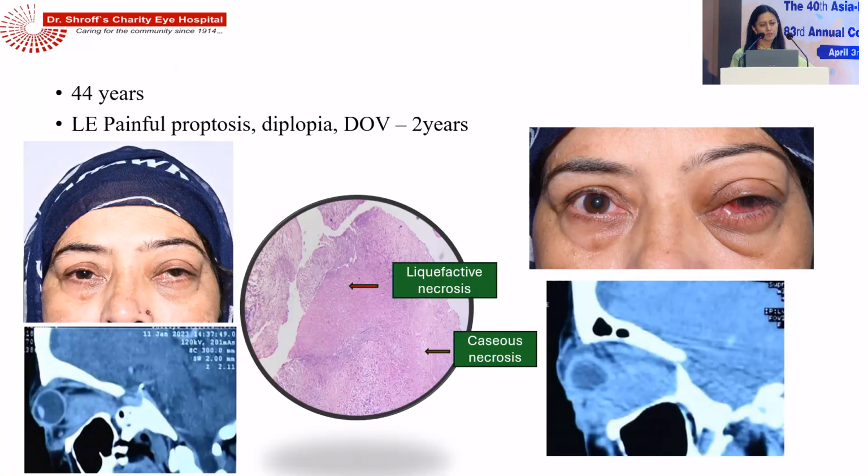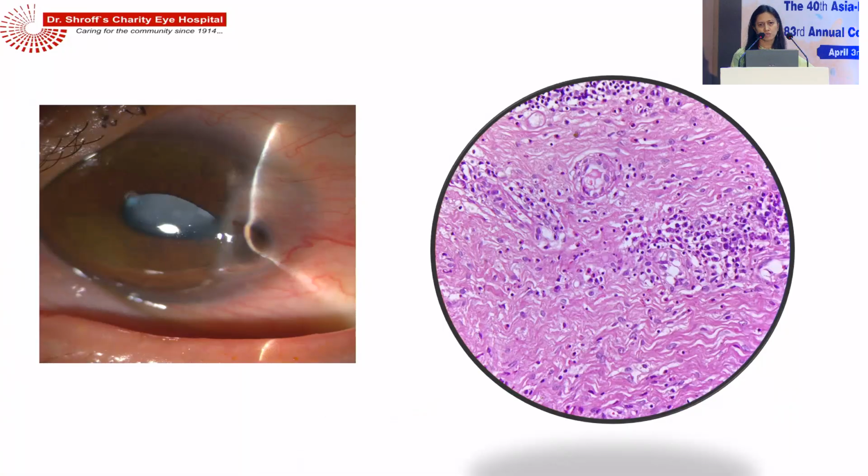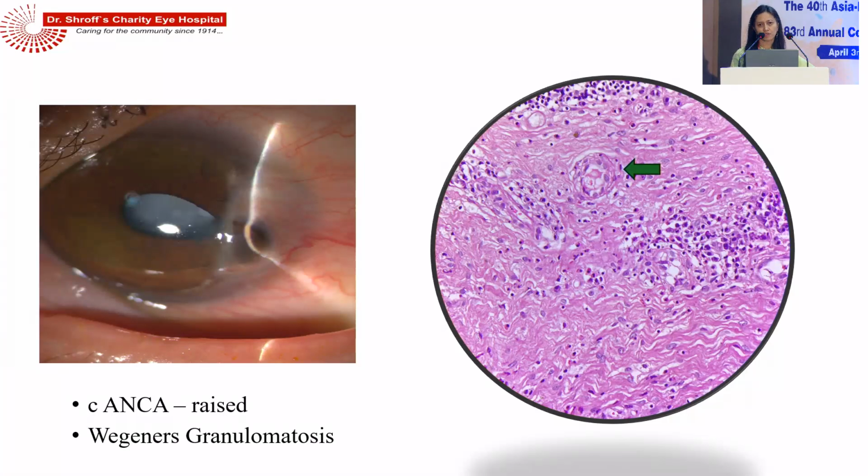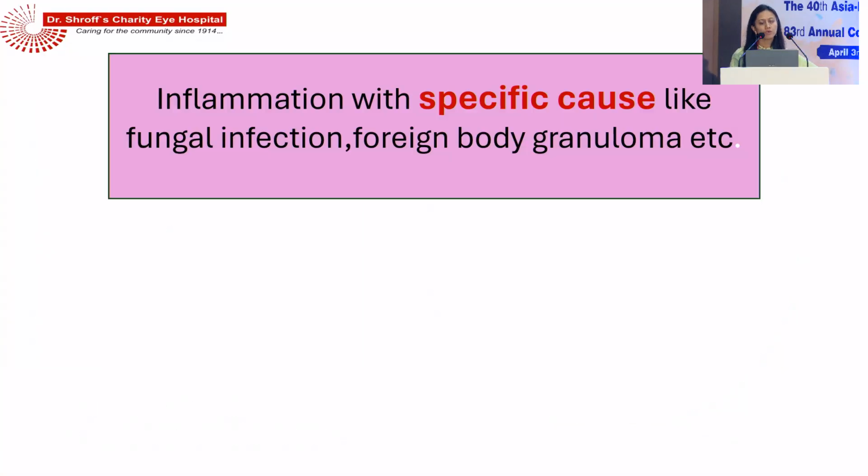Again, another lady presented with this painful red eye, proptosis, loss of function, movement restriction, and mass in the inferior orbit. Biopsy showed liquefactive necrosis with areas of caseous necrosis. She eventually developed areas of limbal thinning, corneal thinning. So this was basically an autoimmune disease with a lot of inflammation with necrosis, and her cANCA was raised. Biopsy showed evidence of necrotizing inflammation, small vessel vasculitis, and we knew the diagnosis. This is Wegener's.